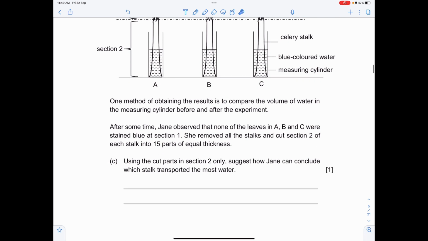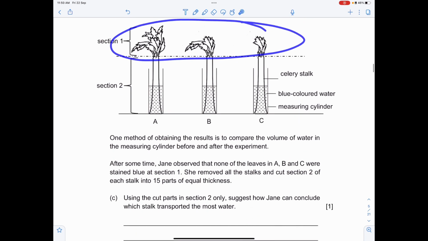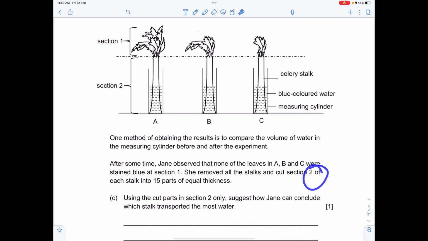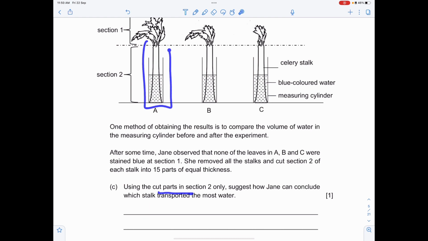Now one method of obtaining the results was to compare the volume of water in the measuring cylinder before and after the experiment. After some time, Jane observed that none of the leaves in A, B, C were stained blue in section 1. She removed all the stalks and cut section 2 each into 15 parts of equal thickness. Using cut parts in section 2 only, which is just this part, suggest how Jane can conclude which stalk transported the most water.